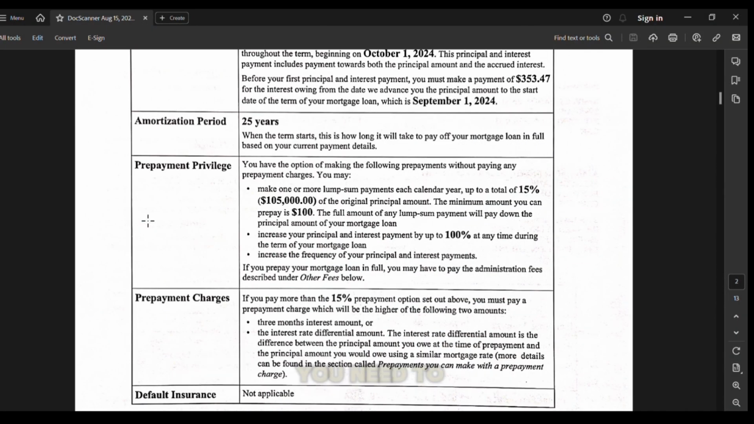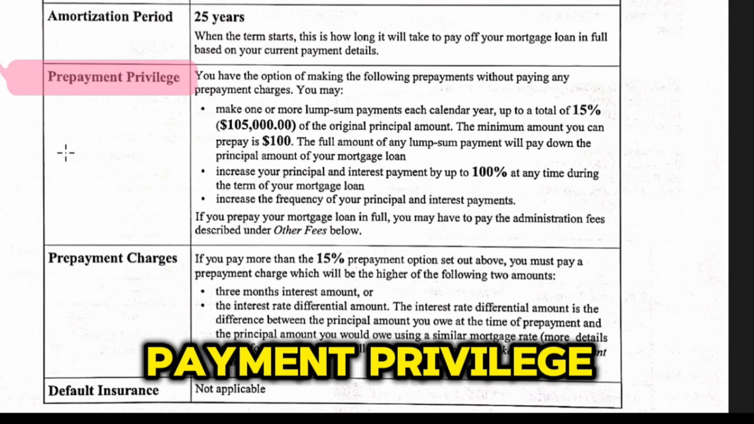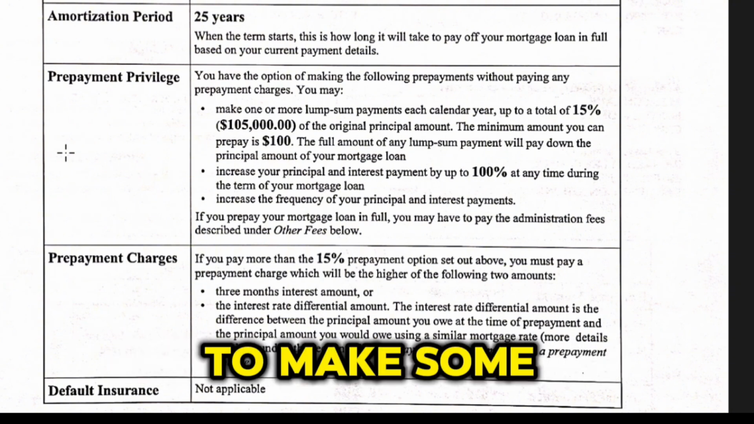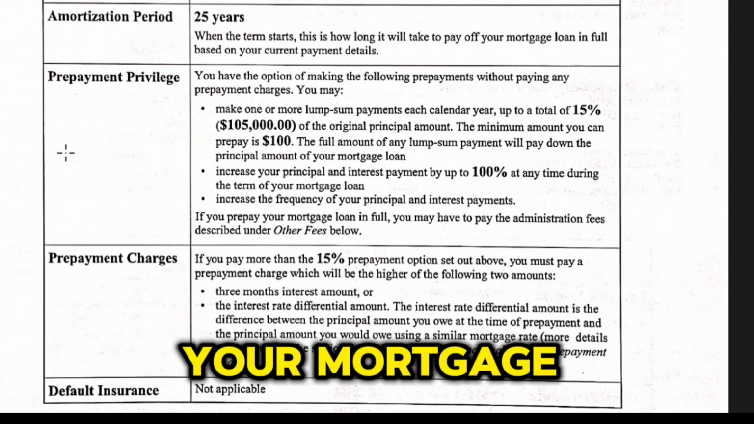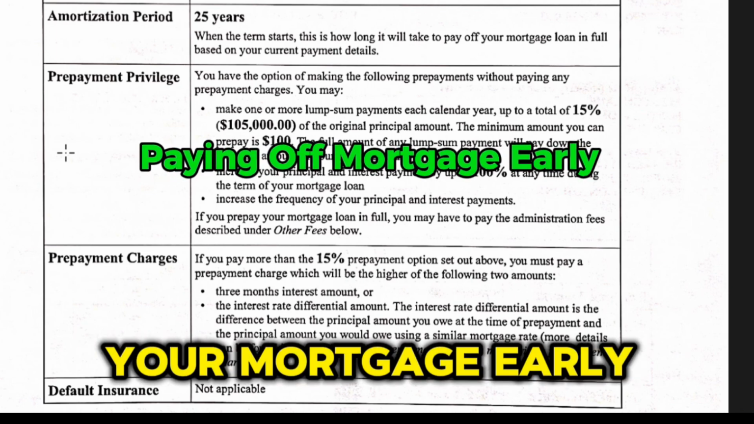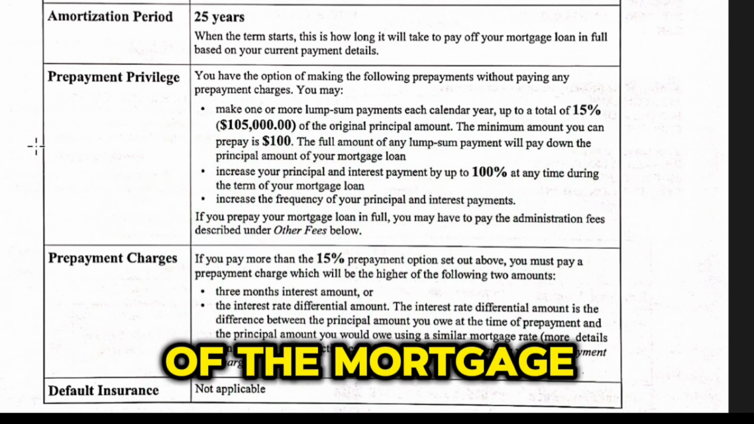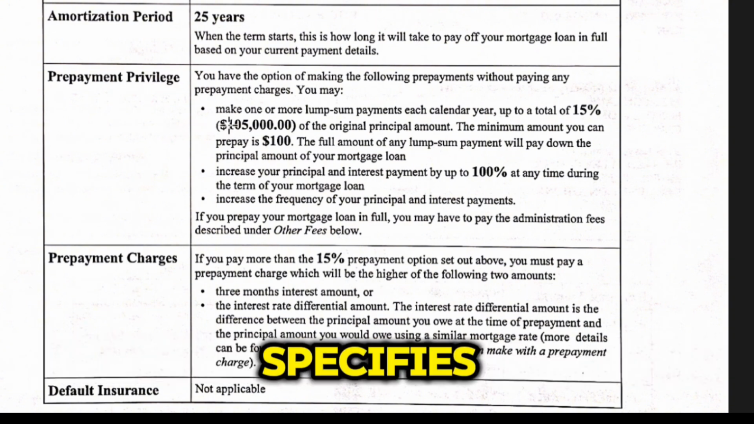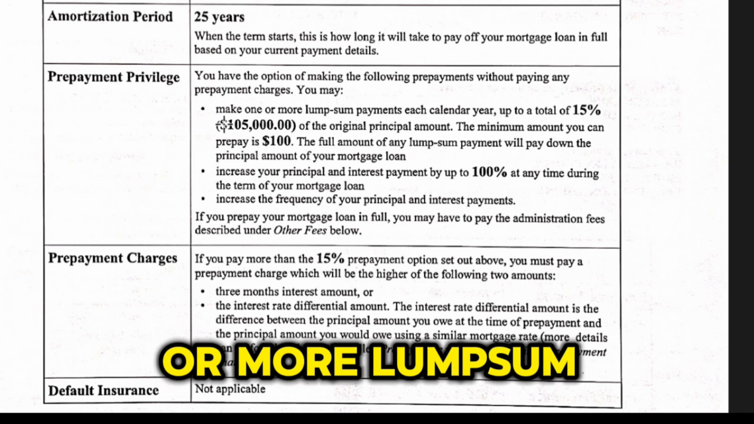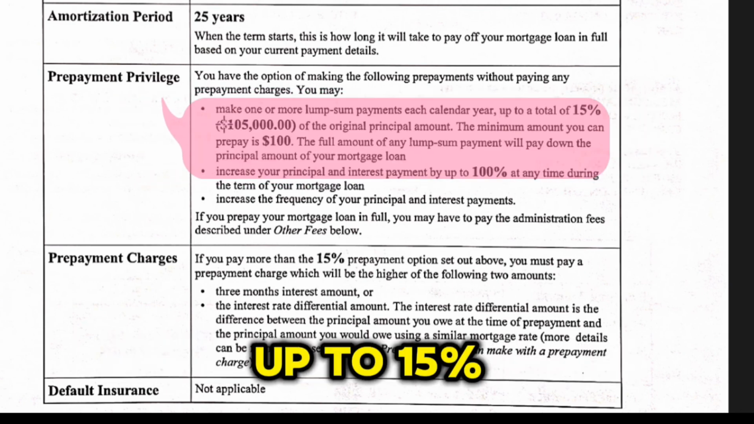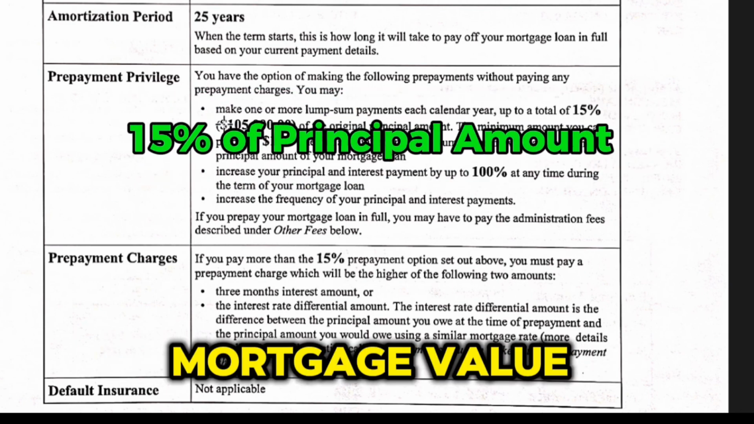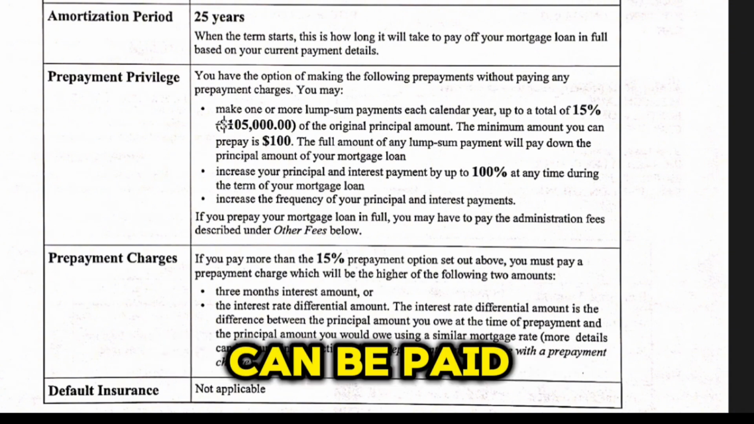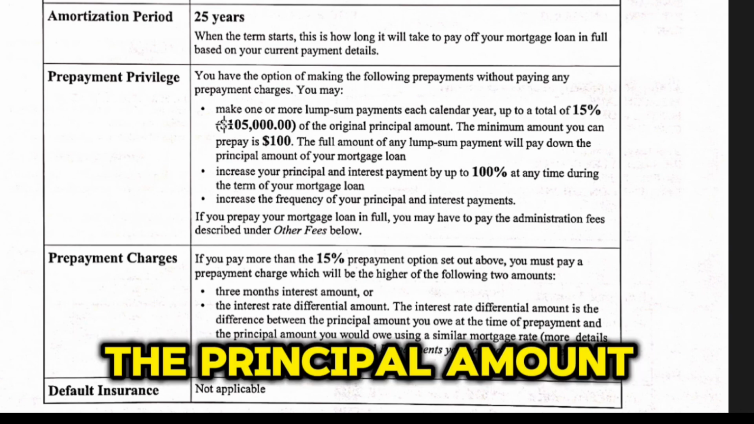So the most crucial thing that you need to check in your agreement is your prepayment privilege. So what is prepayment privilege? It means every lender provides you with the option to make some prepayments towards the principal of your mortgage so that you can pay down your mortgage early. This column of the mortgage agreement will specify what those privileges are. In this agreement, it specifies that the buyer can make one or more lump sum payments each calendar year up to 15% of the original mortgage value. So 15% of $700,000, that is $105,000, can be paid each year towards the principal amount without any penalty.